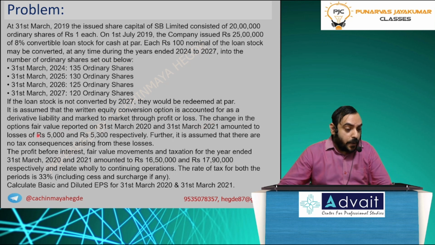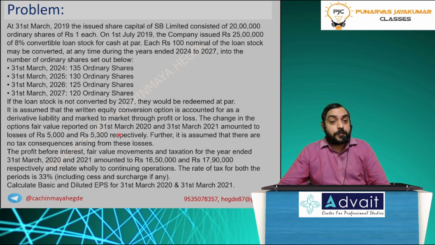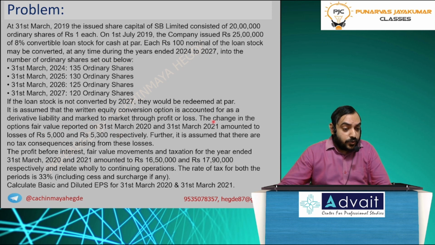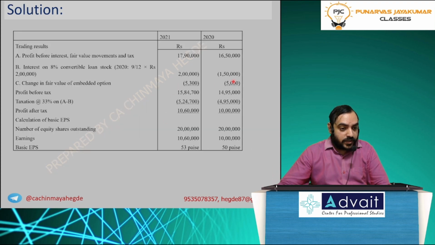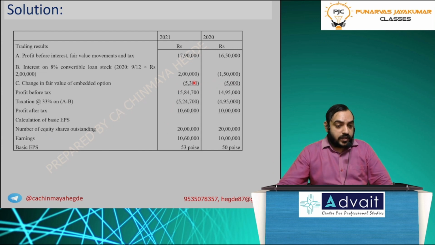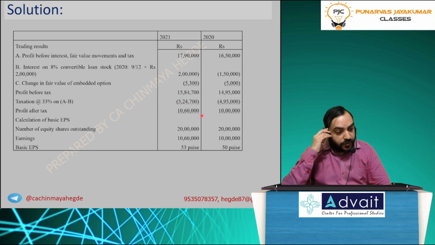The change in the option fair value is this. Otherwise, if they tell you fair value 5,000, 5,300, I will take 5,000 in the first year and 300 in the second year. They use the words change in the fair value, so clearly they have given the change directly. So 5,000 is a loss in the previous year, 5,300 is a loss in the current year. You get profit before tax, subtract tax, you get profit after tax. Divide by number of shares, you will get basic EPS.